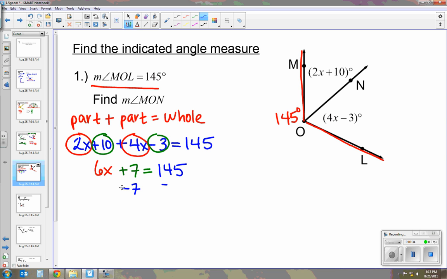Then I'm going to subtract my 7, and I get 6x equals 138. And then I divide by 6. So our x for this problem is going to be 23.